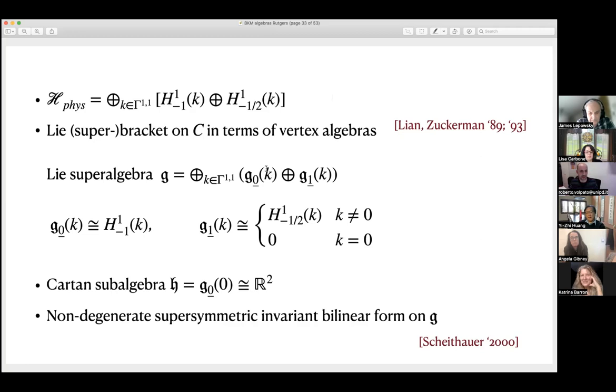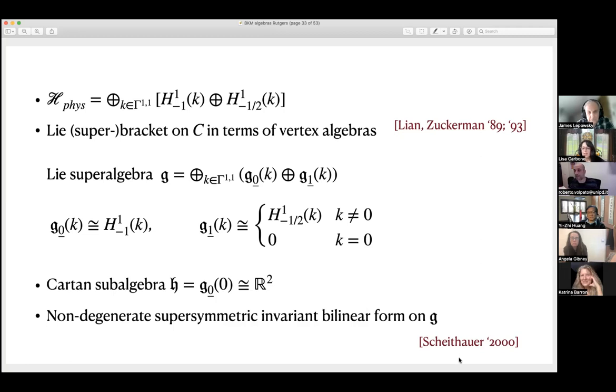There is a little mismatch at zero momentum, but you can kind of forget it. And the k here labels the root lattice. The Cartan subalgebra in this Lie superalgebra is the even k equals zero component, which is just isomorphic to R^2. So you have a rank two superalgebra with a non-degenerate supersymmetric form, meaning symmetric or skew symmetric depending on whether you have even or odd.